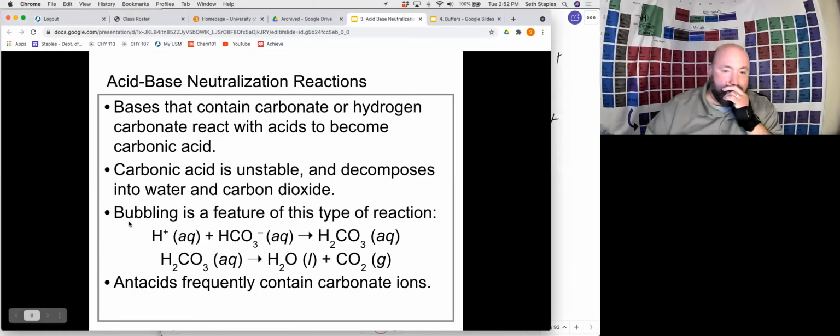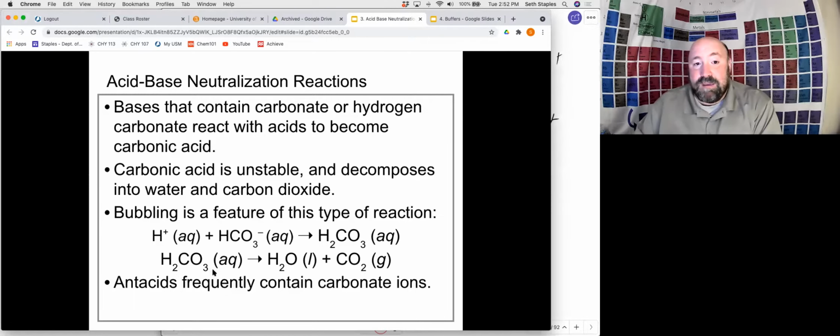We do have to note that if our base is CO3 2 minus or HCO3 minus, that will eventually form carbonic acid. And so if we have H plus and HCO3 minus, that forms this carbonic acid, which is very unstable and will break down almost immediately to form H2O and carbon dioxide gas. And so in this sort of reaction, you would see bubbling.